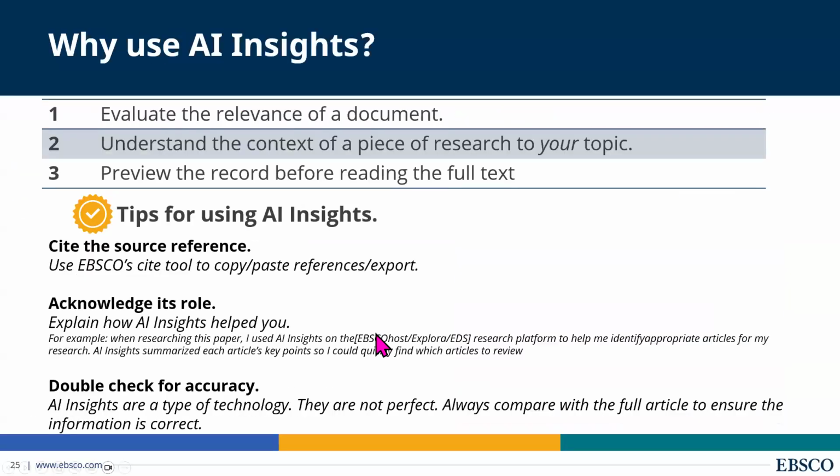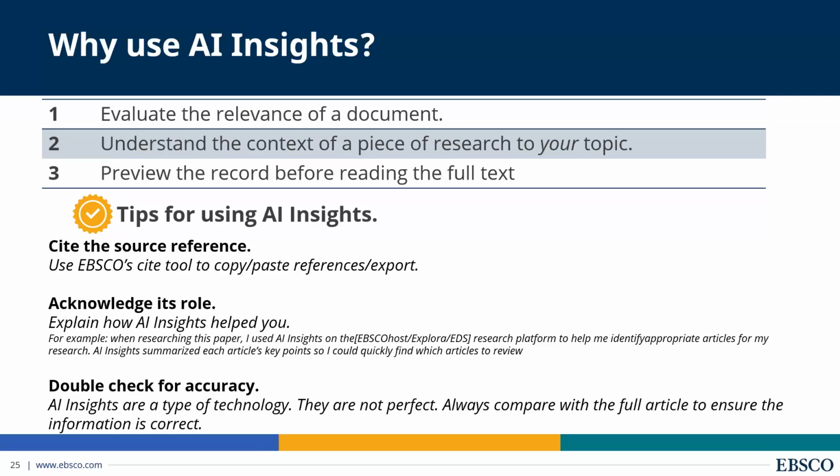So, a couple of little tips if you're using AI Insights. It will help you to evaluate the relevance. It will help you understand the context of that research to your particular topic, and it allows you to sort of preview the record before you read the full text. It summarizes. Now, there are some tips for using AI Insights I wanted to mention.